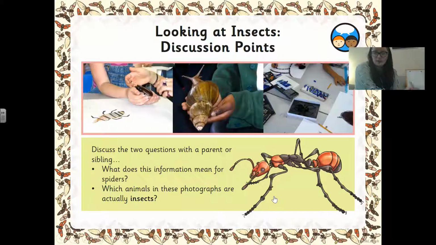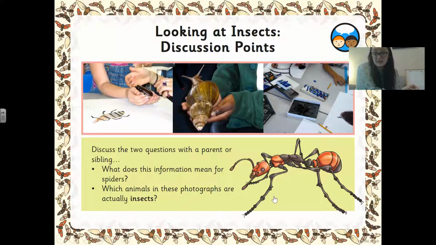Now, what I'd like you to do, I'd just like to take a minute just to think about these 2 questions. You can think of them with a parent or a brother or sister, your siblings, grandparents. So my first question is, what does this mean for spiders? What does this information mean for spiders? Do you think a spider is an insect?